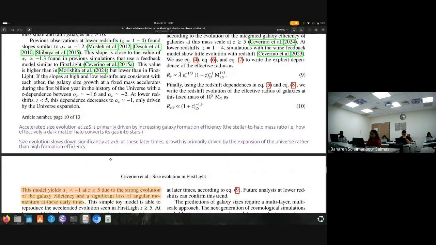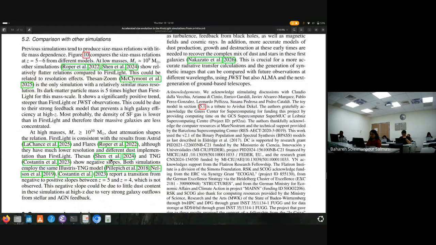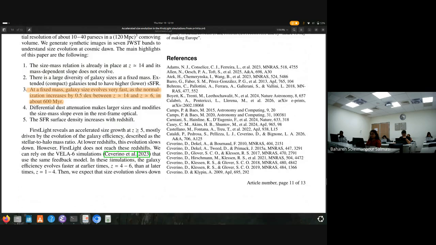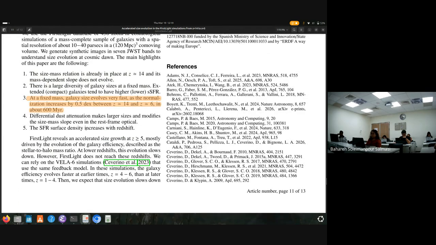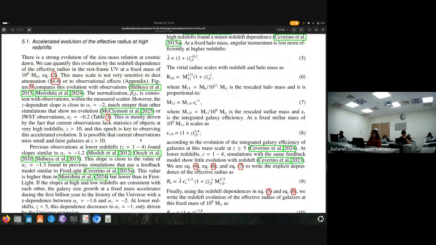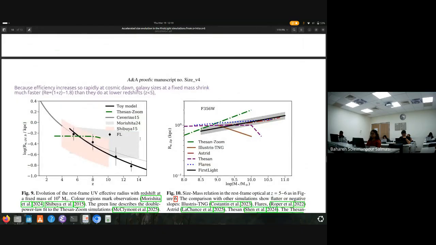Yes, I think that's all they have discussed in their paper. I think the major takeaway is that at fixed mass, the galaxy size evolves very fast at redshift greater than 6, and it's basically because of high galaxy efficiency. I can stop here, and if you have any questions.